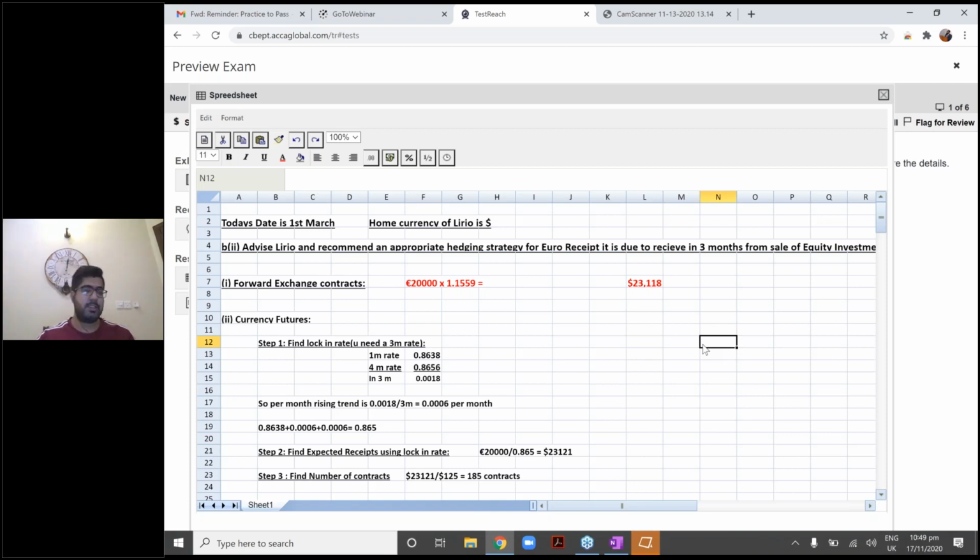This is full marks for futures. Find the lock-in rate: the 3-month rate is not given, but the 1 month and 4 month are given, with a rising trend of 0.0006 per month, so take the 1 month rate and increase it by 0.0006 each month, giving 0.865. Receipts using this lock-in rate: 20,000 euros is the receipt, divide because it's an indirect quote, and $23121 is the receipts. 125 is the contract size, so 185 contracts. We are done with futures as well.